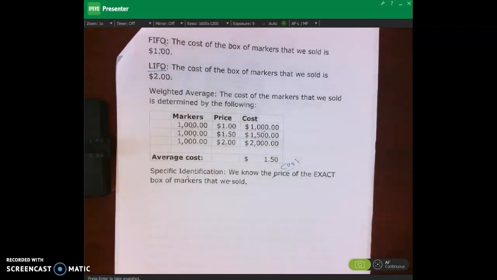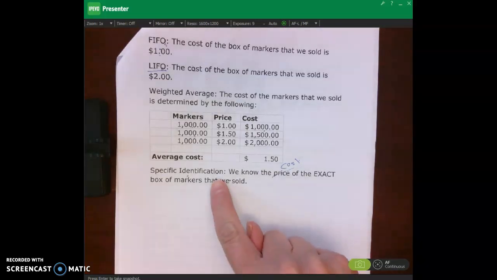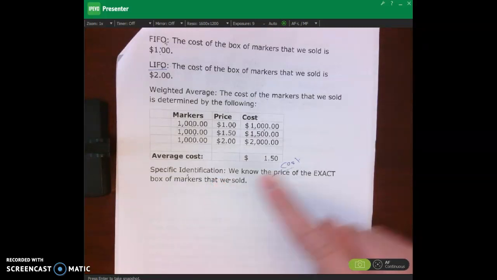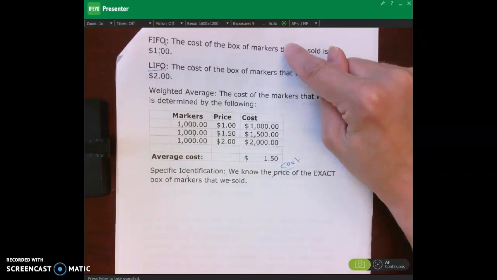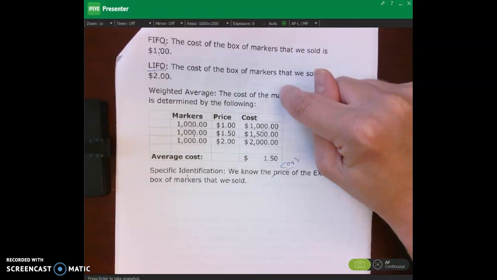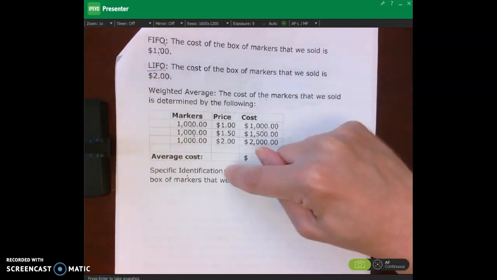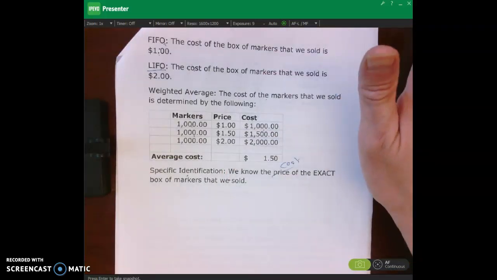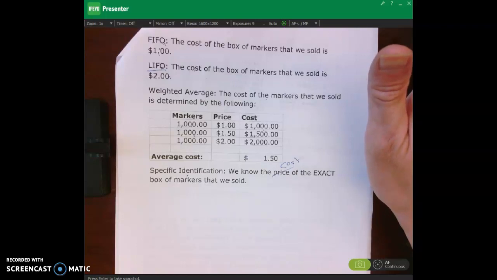All right? So the problem is, again, getting back to the central problem, which box of markers did you sell? If we can't do specific identification, that would be the ideal. But if we can't do that, we have to do some other assumptions. We can either do FIFO, LIFO, weighted average, but specific identification probably is not a good option for high volume sales like markers.